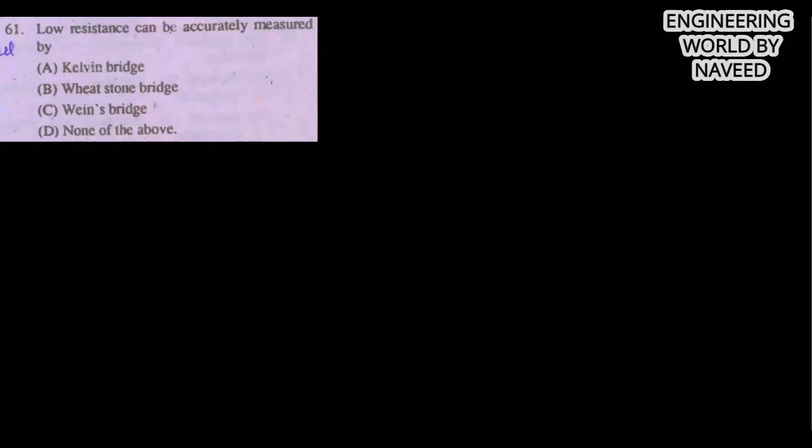So in this tutorial we will cover the MCQs from 61 to 70, and the MCQs are from the first chapter of Handa's book. Okay, so the first MCQ is: low resistance can be accurately measured by a Kelvin bridge, Wheatstone bridge, Wien bridge, none of the above. The correct option is the Kelvin bridge.